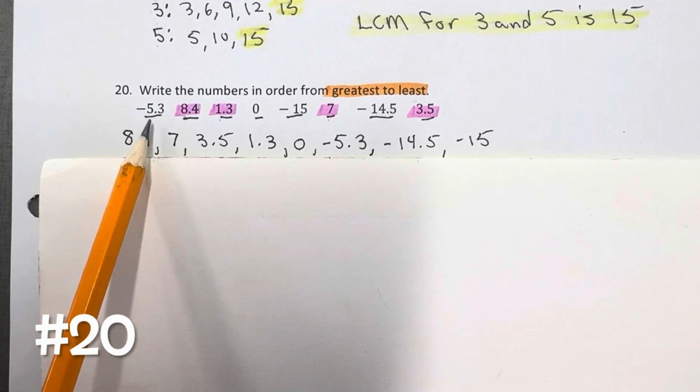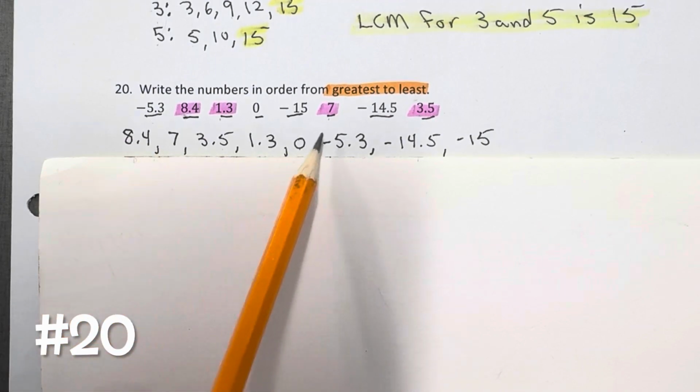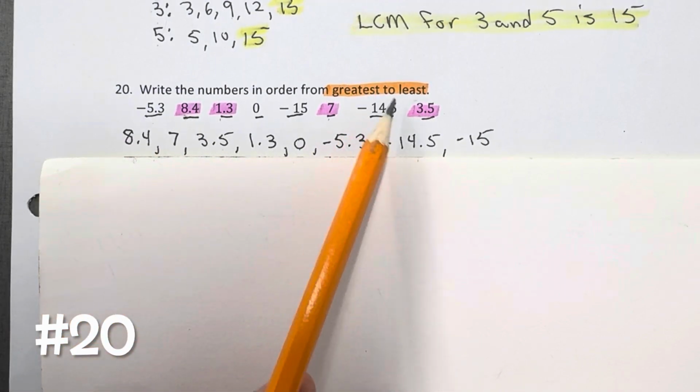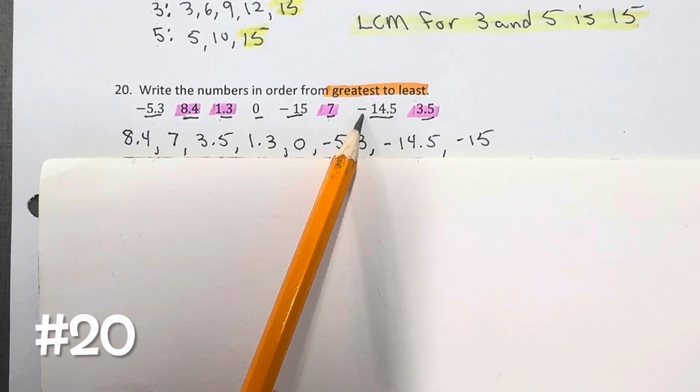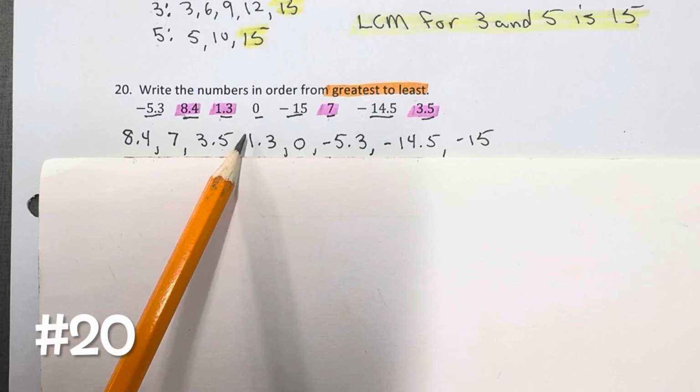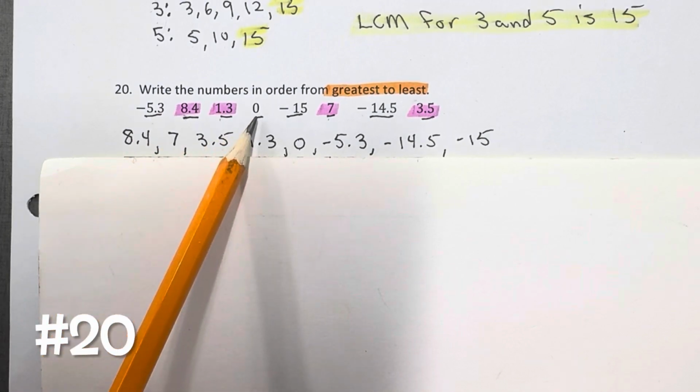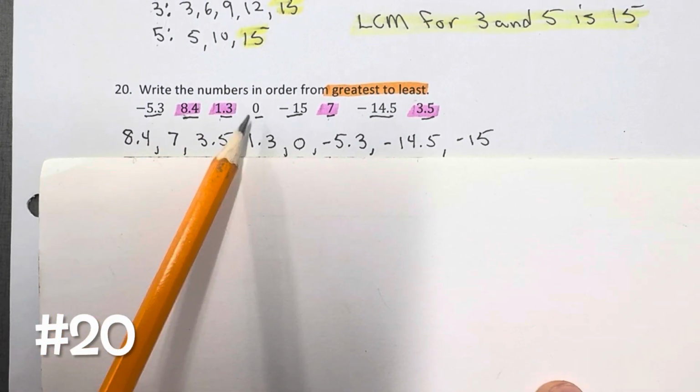And remember, for negative values, the greater the negative number, the smaller the value it has. So here's 14 and a half. That's a very large number, but it has a small value because it's negative. So you want to get the values that are closest to 0 for the greatest value.